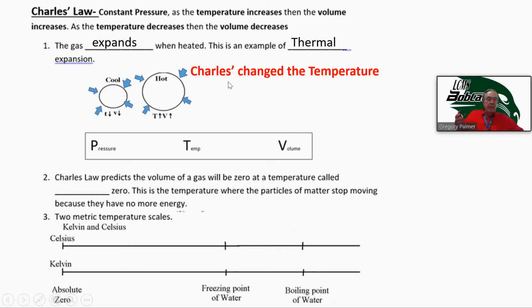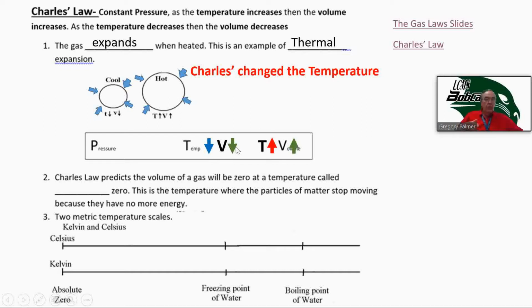Now, yesterday we said, if you see this on a test and you can't figure out whose law it was, Charles changed the temperature, and Boyle didn't boil. So I always remember Charles changed and Boyle didn't boil. So basically what Charles is saying is that as the temperature goes down, the volume will go down.